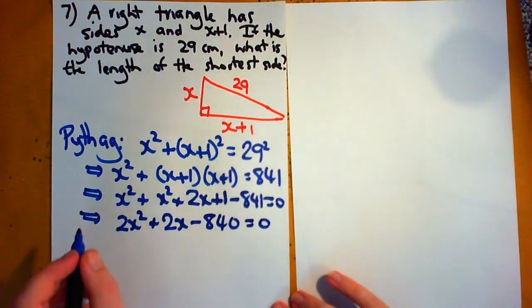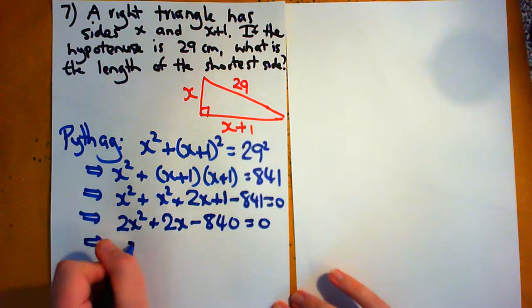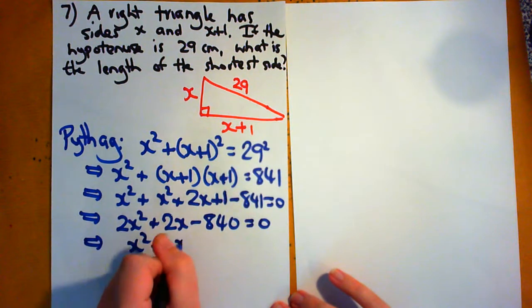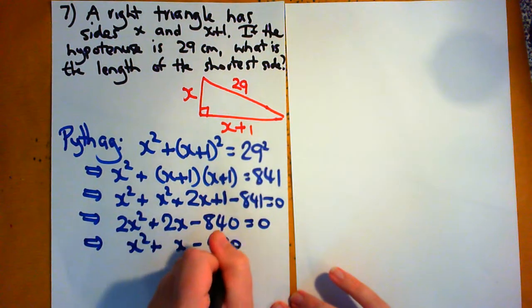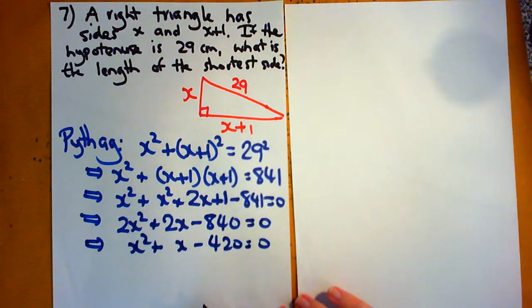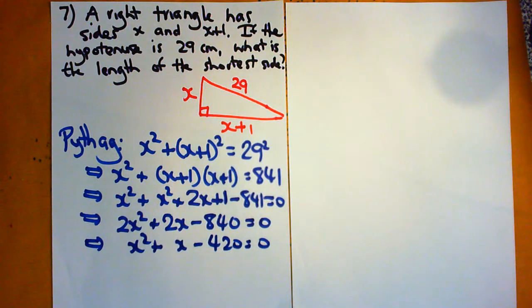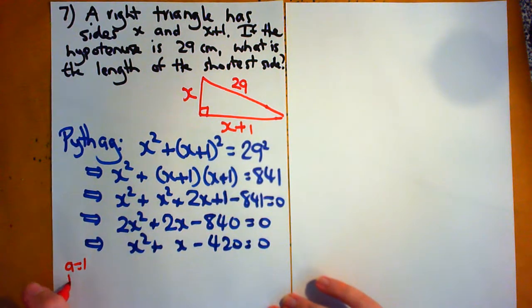And we can actually divide this through by 2, so we get x squared plus x minus 420 equals 0. So that is a quadratic equation we need to solve. In this case, a is 1, b is 1, and c equals minus 420. We'll do this by the quadratic formula because it is not obvious that this factorises.